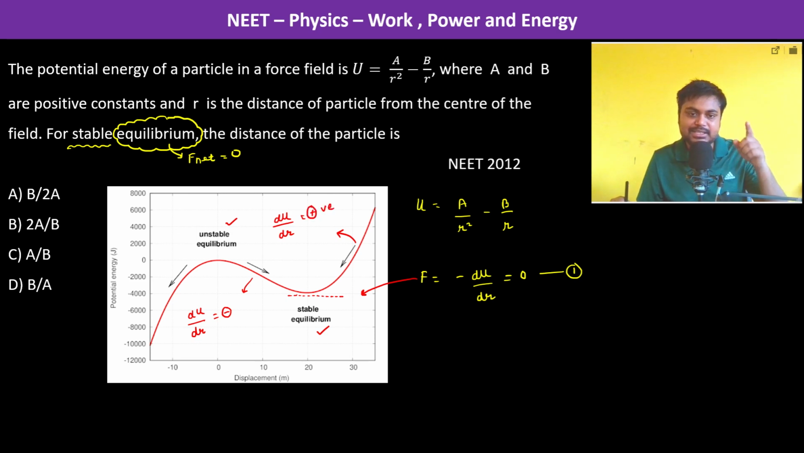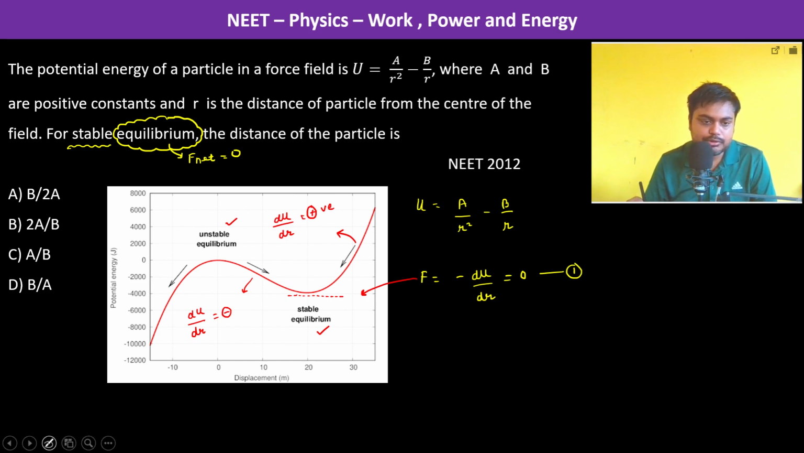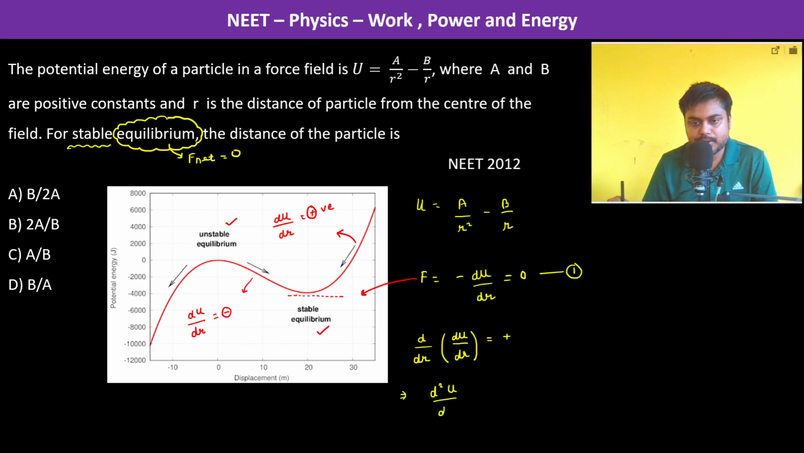Okay, so now since the slope is changing from negative to 0 to positive, we can write that the slope of the slope is positive. That means d2U by dR square is positive. That's the second thing. Now let us do this. First of all, we want to find out where the force is 0, so we differentiate it.